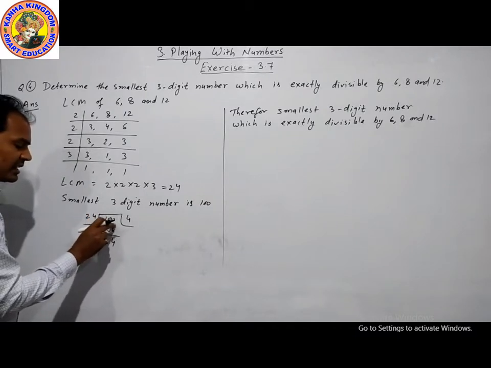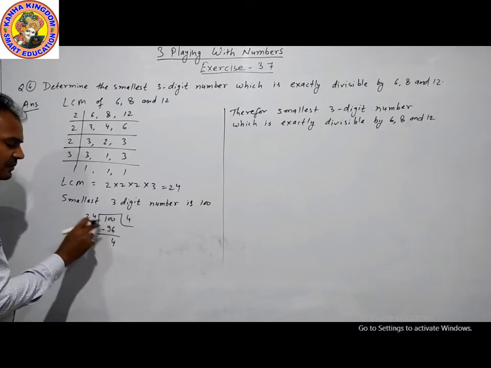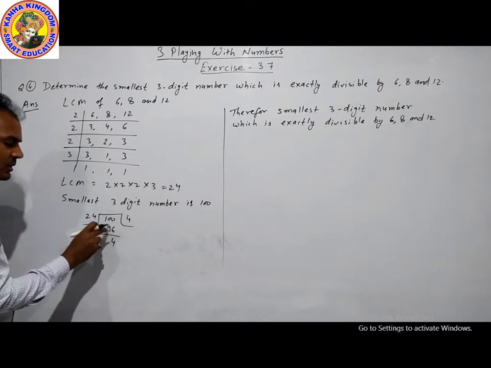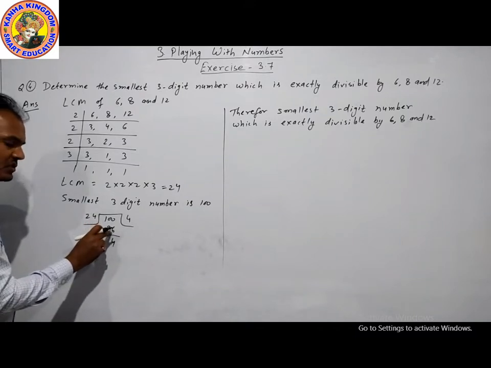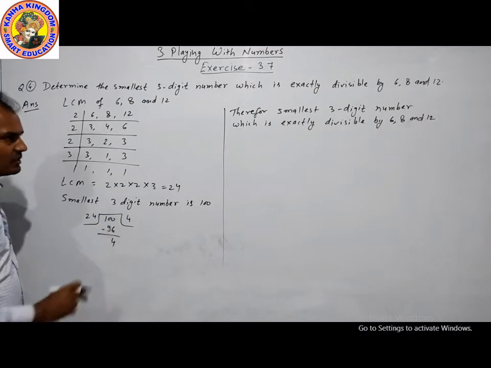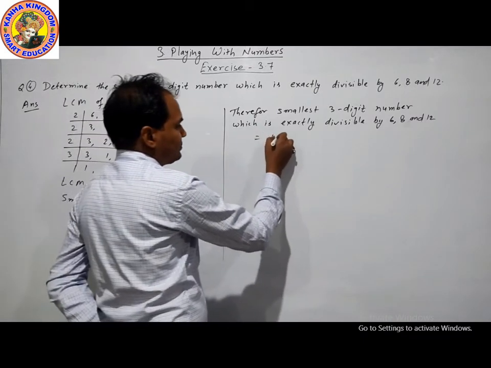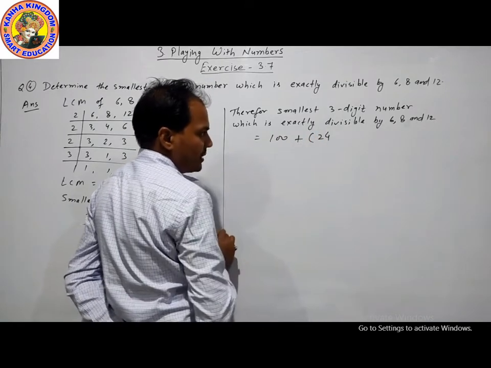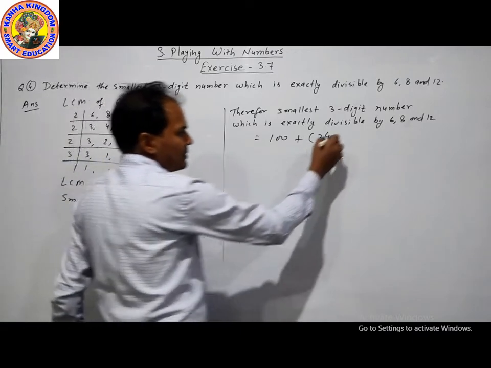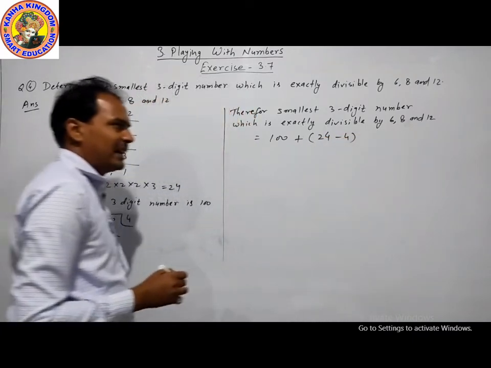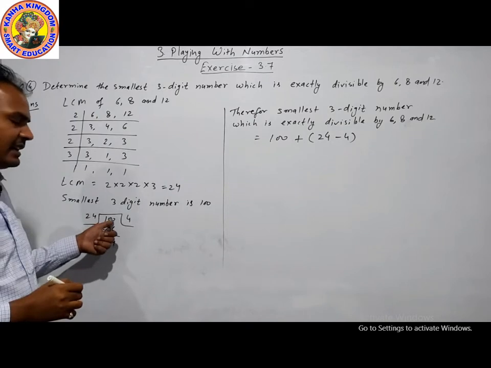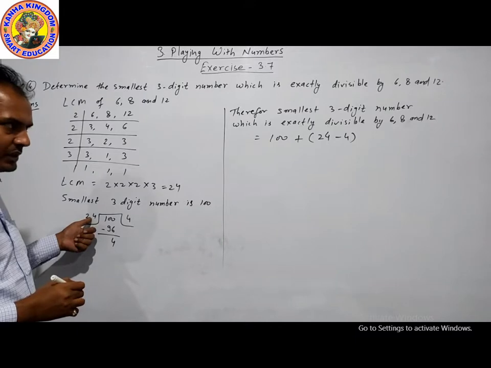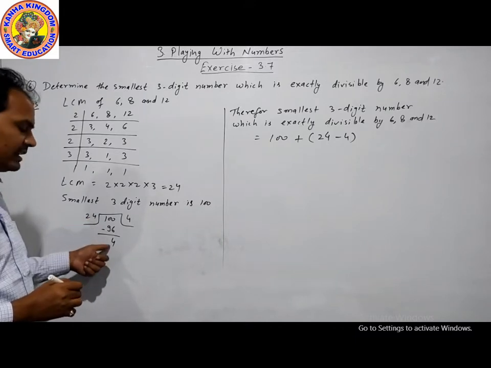The nearest number is 96. The nearest number which can divide by 24 is 96. So the next number will be plus 24. This can be written as 100 plus, the LCM is 24 and the remainder is 4. We will minus this. The 100 is the smallest number. The next number will be above them, so plus 24. The remainder is 4.